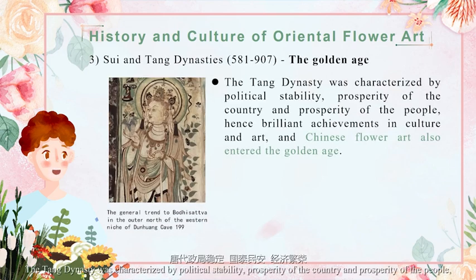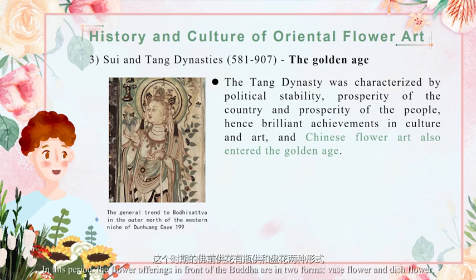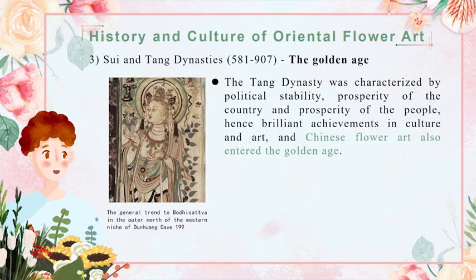The Tang Dynasty was characterized by political stability, prosperity of the country and prosperity of the people. Hence brilliant achievements in culture and art. And Chinese flower art also entered the Golden Age. In this period, the flower offerings in front of the Buddha are in two forms, vase flower and dish flower. Still mainly lotus and peony, with simple composition, elegant colors and symmetrical and solemn shapes. Flower art in Tang Dynasty became more popular.